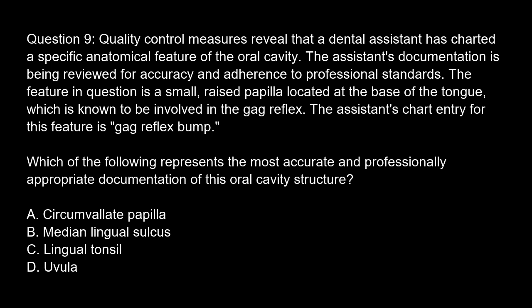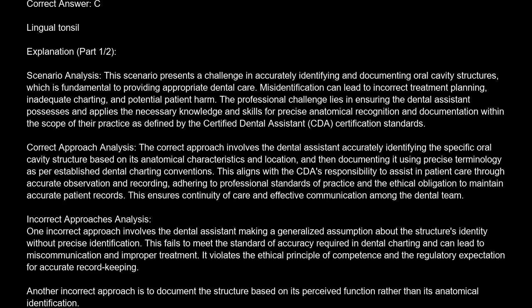Which of the following represents the most accurate and professionally appropriate documentation of this oral cavity structure? Option A, circumvallate papilla. Option B, median lingual sulcus. Option C, lingual tonsil. Option D, uvula. Correct answer is C, lingual tonsil.